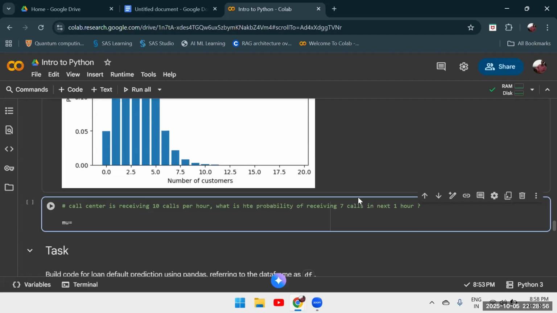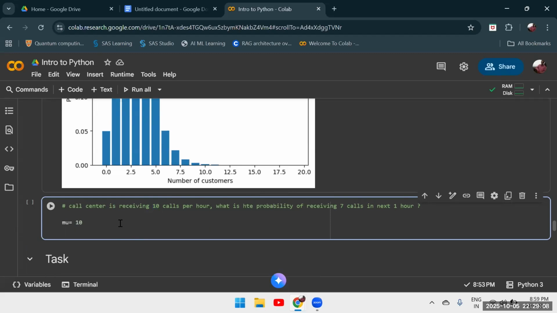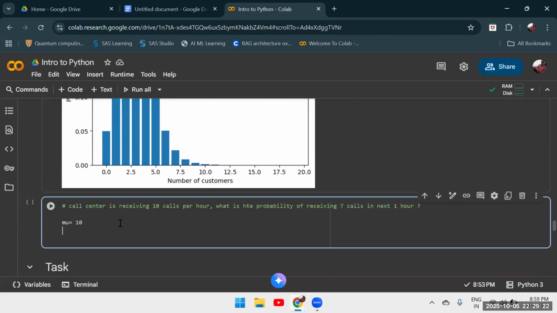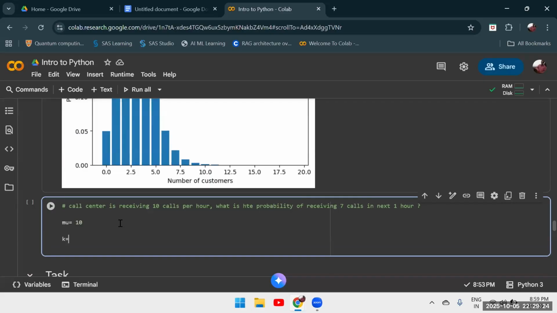Average number of calls, how many am I getting? That will be my lambda, which is 10. So 10 calls I have been told, so my lambda is 10 here. Okay, next, let's go on. What do you want to predict? The probability of exactly 7 calls. So I'm just saying the value of something called k equal to 7.